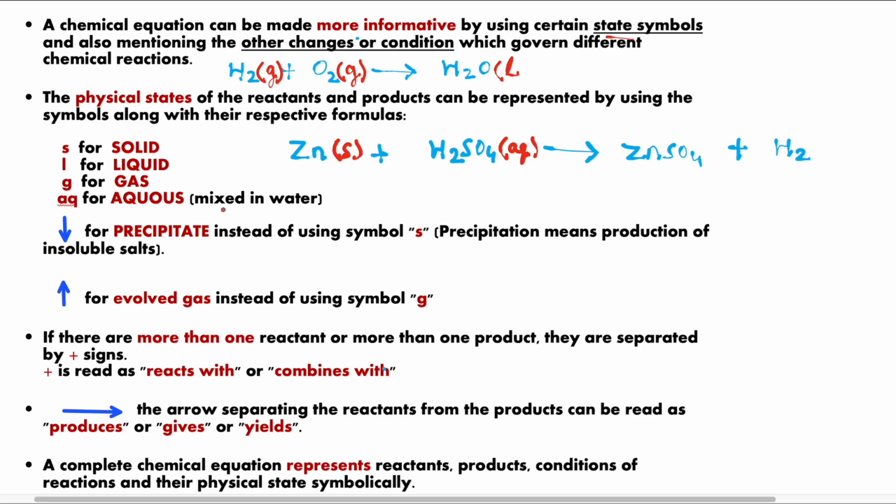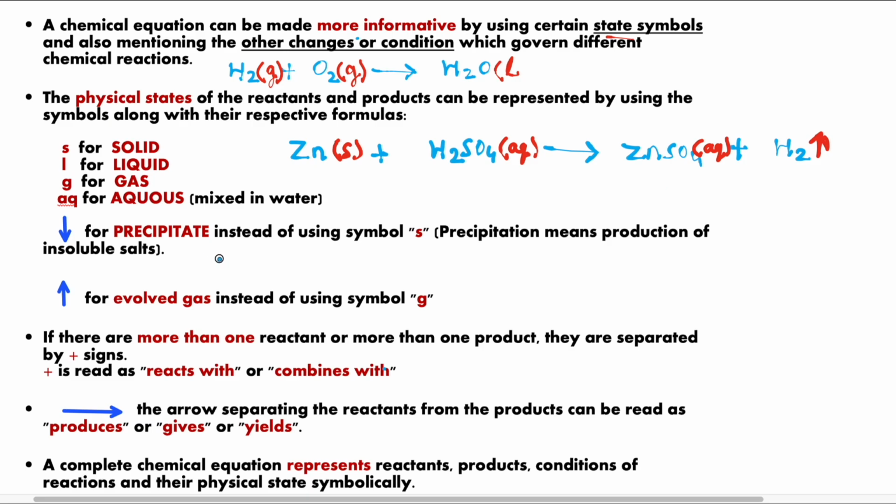That is a solution when it is mixed with water. It is called an aqueous solution and it is represented by (aq). After a reaction, it yields zinc sulfate. So zinc sulfate is aqueous in nature, hence it is represented by (aq) within the bracket, with the evolution of hydrogen gas, so it is represented by an arrow pointing upward. Thus we see that this chemical equation has been made more informative by using the physical state symbols.